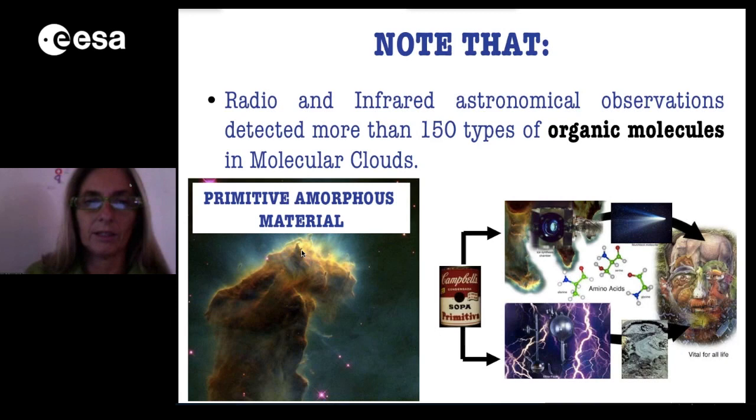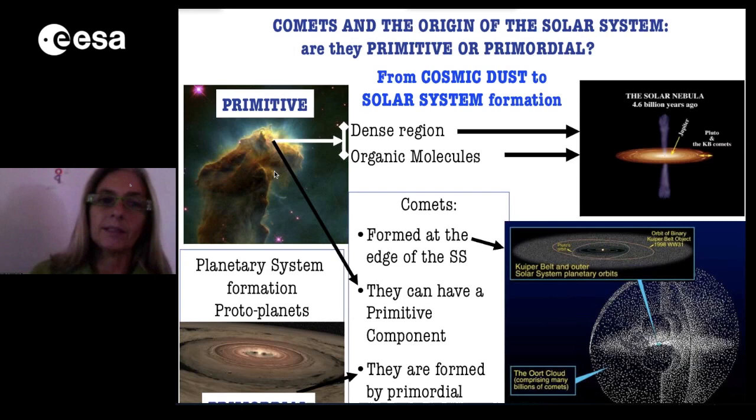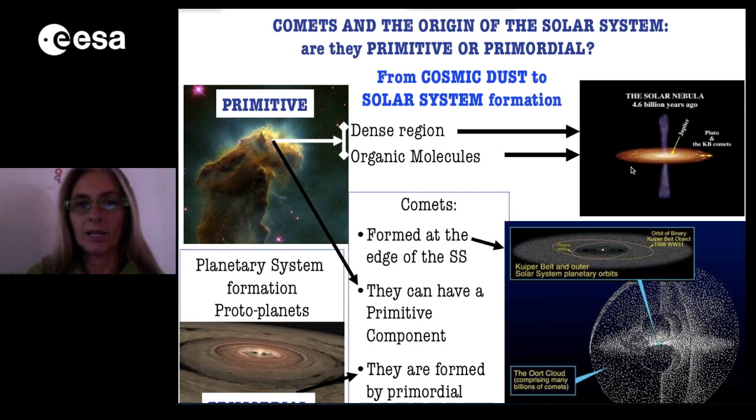And concerning comets, going from these dense molecular clouds to solar system formation, somehow these organic molecules should have been there and remained there. And in particular, if we want to look for some very primordial material, we have to go to the very edge of the solar system, because there is the region which remains cold and the bodies that form are quite small, so non-active. So they represent like a photograph of the conditions we had at the very beginning of the solar system formation.